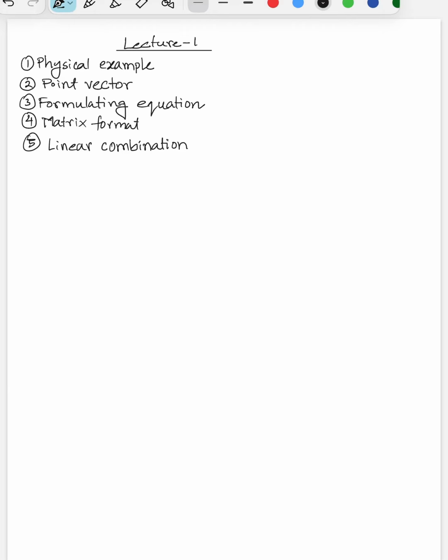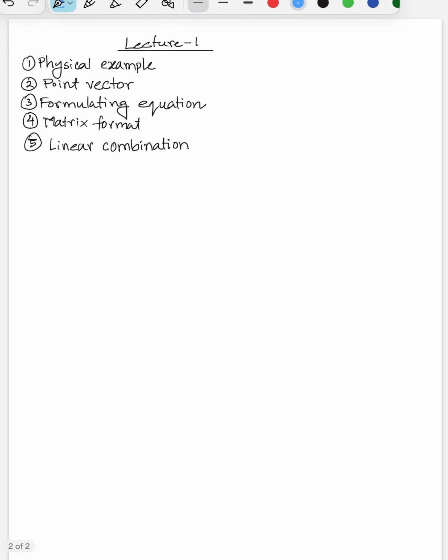So this is the very first lecture on linear algebra. We start this lecture with providing a physical example. Then we explain what is meant by point vector. Next, we formulate some sort of equation and then express that in a matrix format. And finally, we also describe what is meant by linear combination.